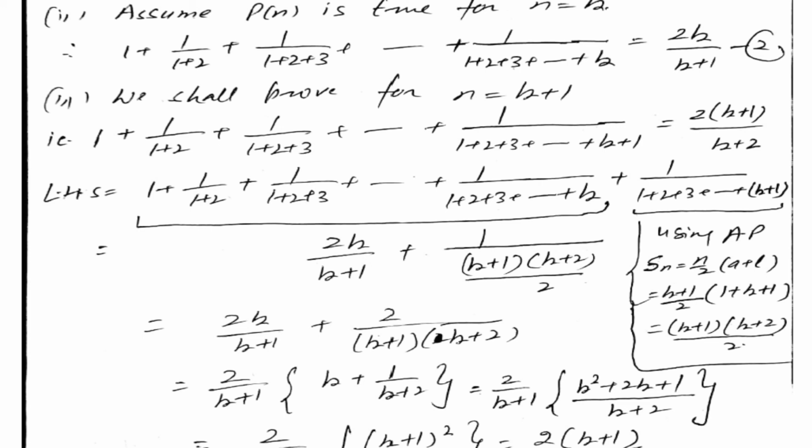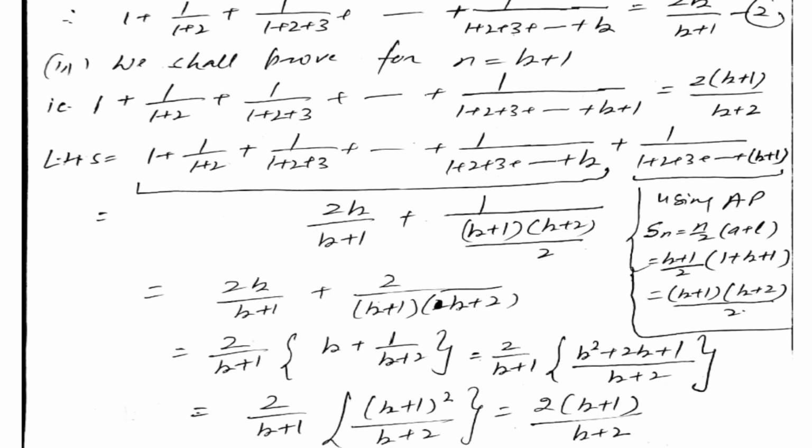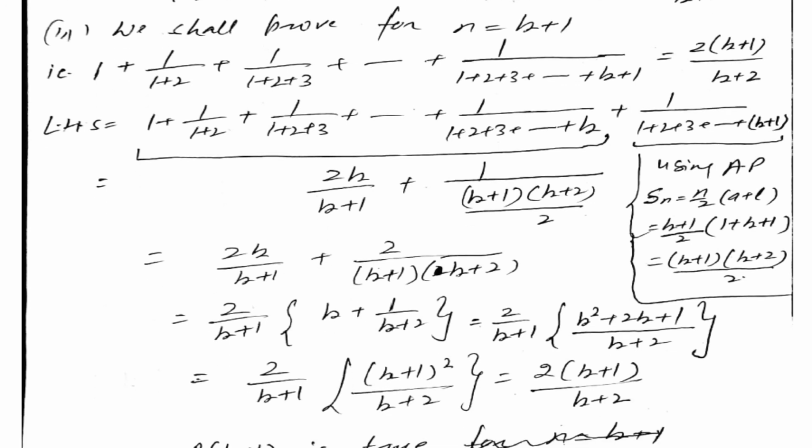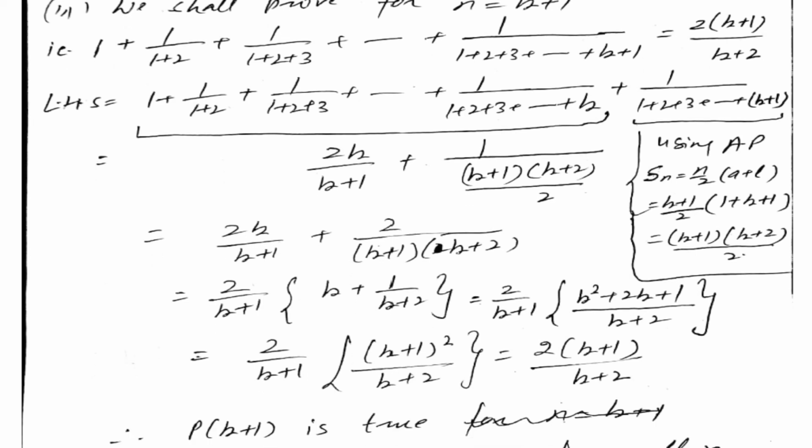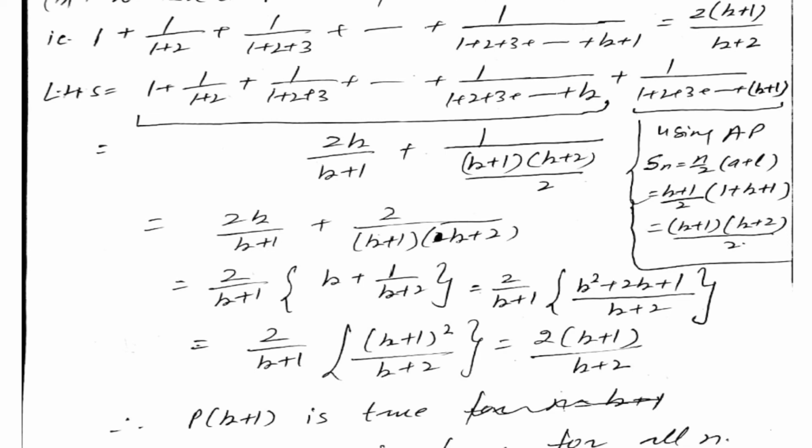And this is our what? Right hand side. This is our right hand side. Therefore, we have proved that Pk plus 1 is true whenever the result is true for n equal to k. Therefore, by PMI, Pn is true for all n.